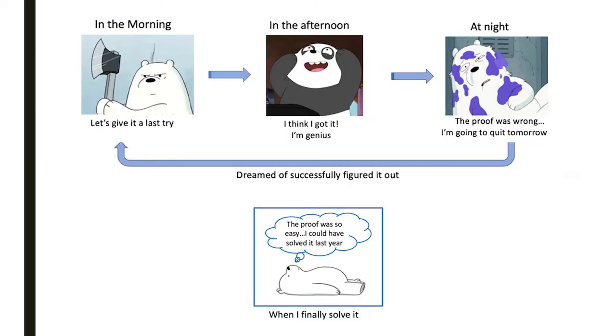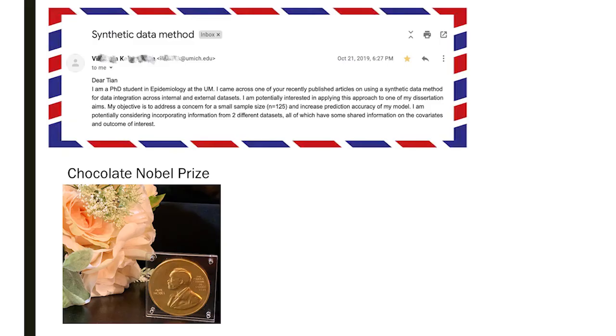So there are ups and downs in research. Sometimes you spend weeks or months deriving some formulas, and at the end you find you could have solved it last year. There are also some sweet moments when a reader emails you that they want to implement your method after reading your paper, and also sweet moments when you were awarded the Chocolate Nobel Prize from your advisors.